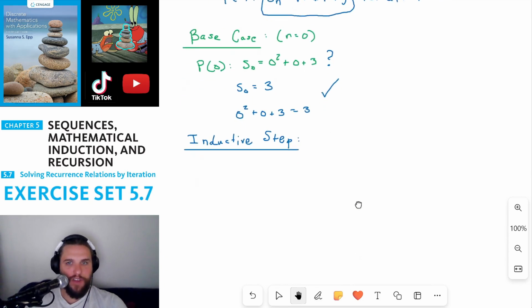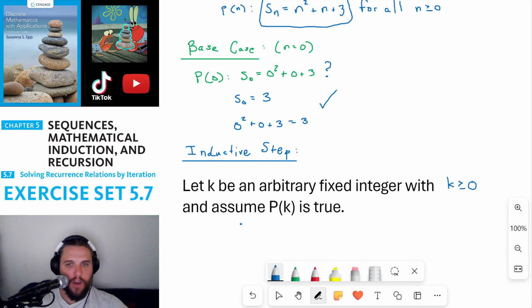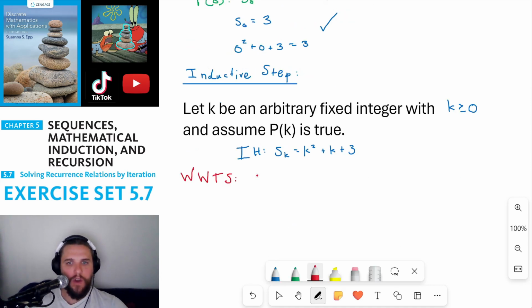Now let's move on to the inductive step. Let k be an arbitrary fixed integer with k greater than or equal to 0, and assume that P of k is true. So P of k is our inductive hypothesis, which is the statement that S sub k equals k squared plus k plus 3. We want to show that S sub k plus 1 equals k plus 1 all squared plus k plus 1 plus 3.